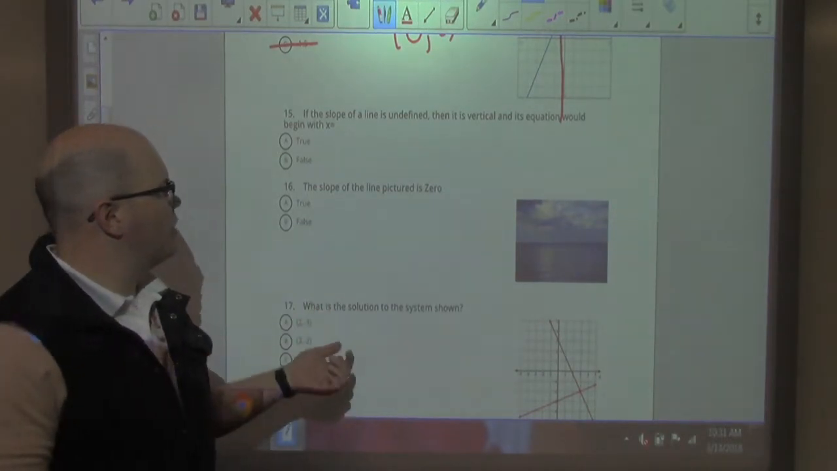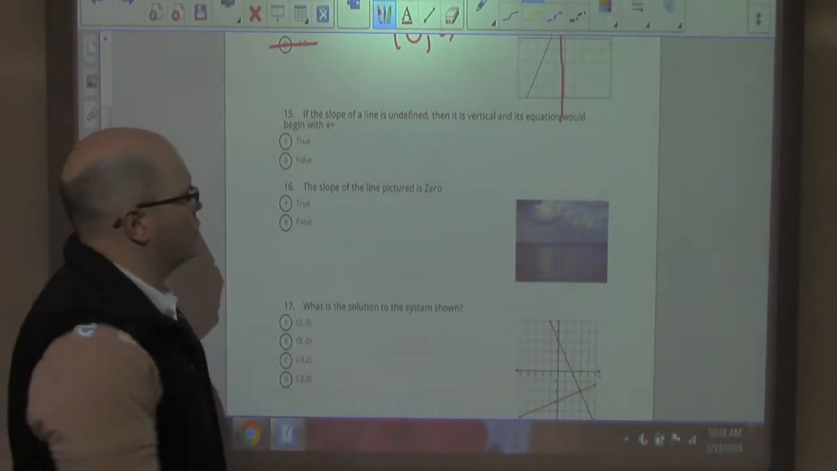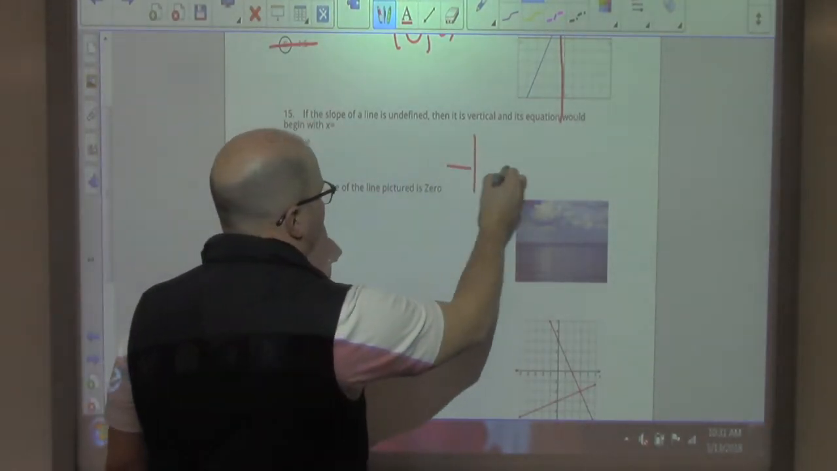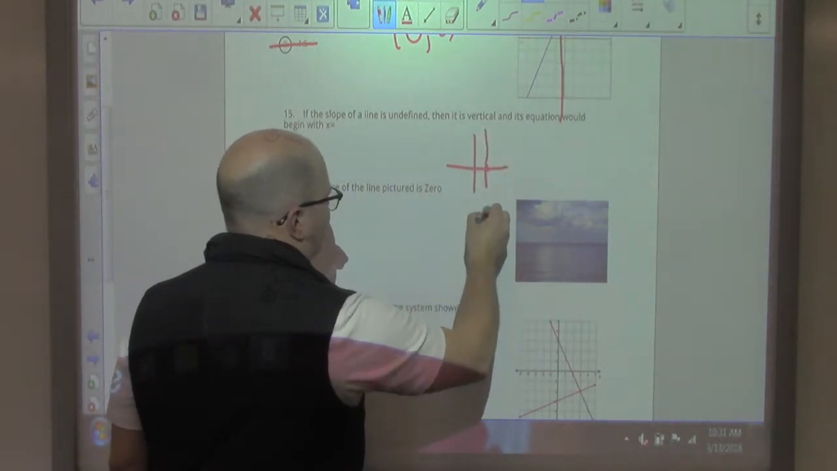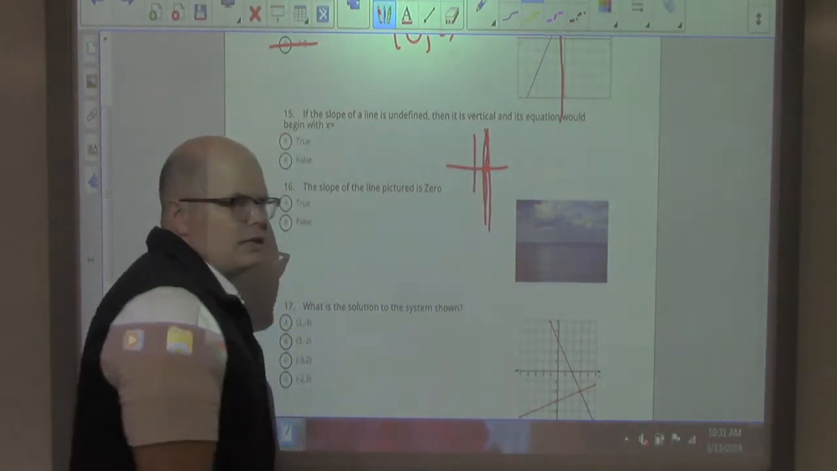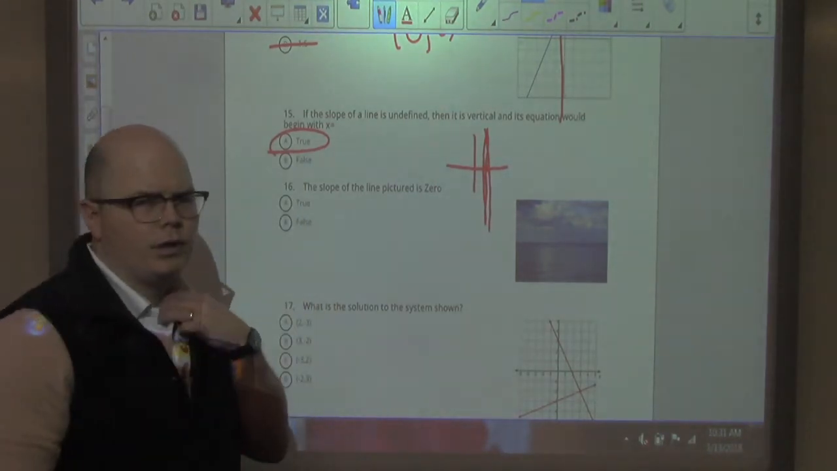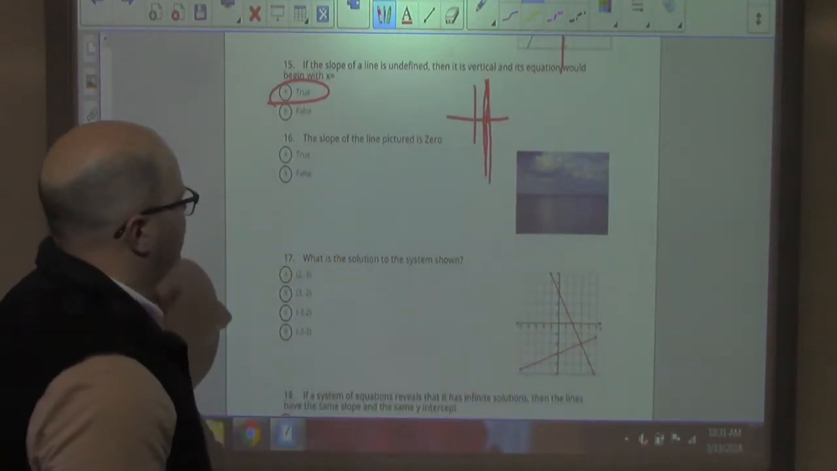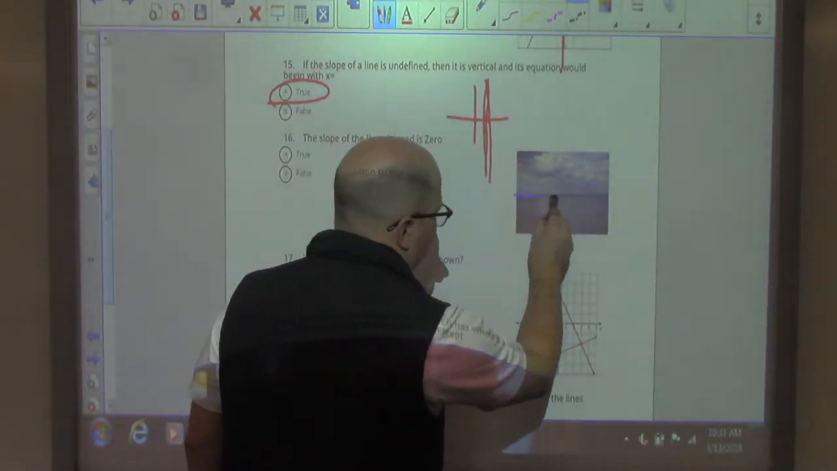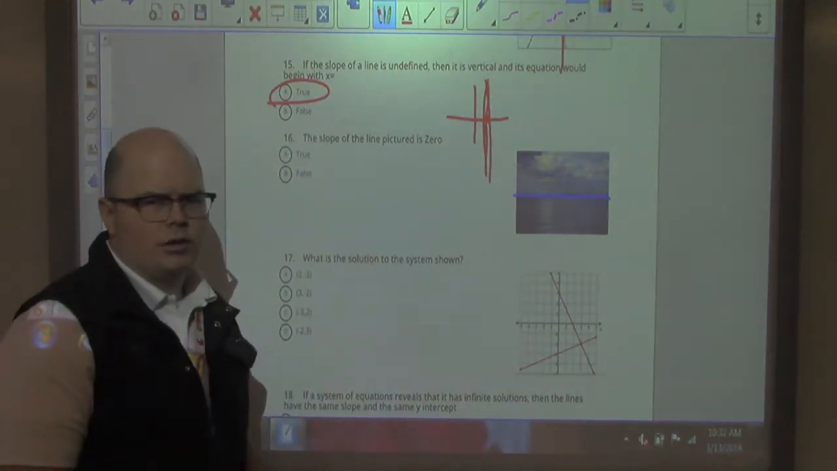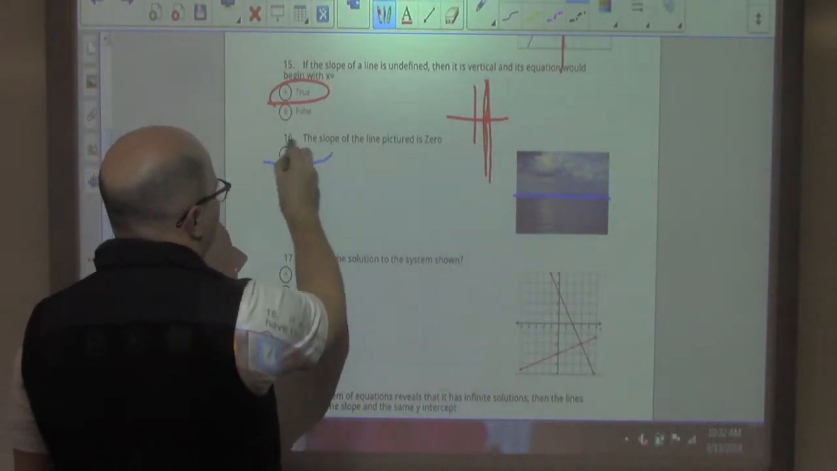Okay, it says if the slope of the line is undefined, then it's vertical, and its equation would begin with x equals, which is true because if we have a line where my x is equal to like 1 here, well, x is equal to 1 everywhere on that line. So that's how I know something is undefined, when it just says x equals. So that answer would be true. Okay? Here it's saying the slope of the line pictured is 0. Well, we're looking at a horizontal line, which is right there, which is a 0 slope according to our song. So it would be true.